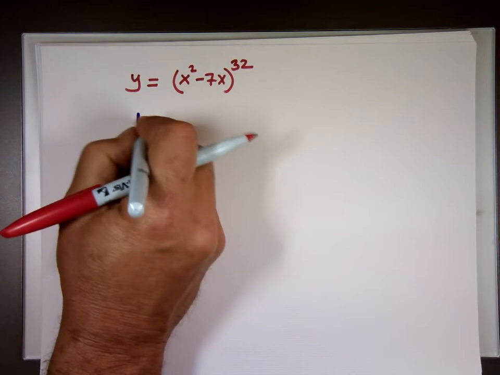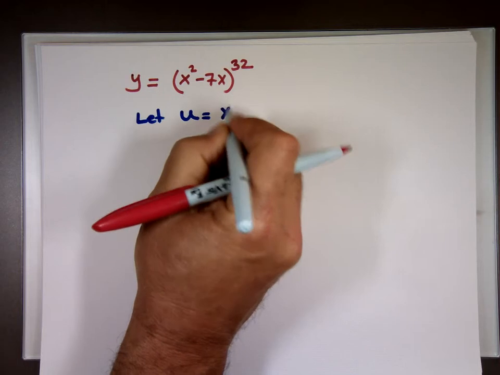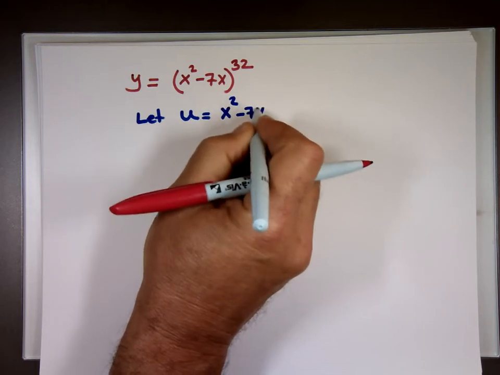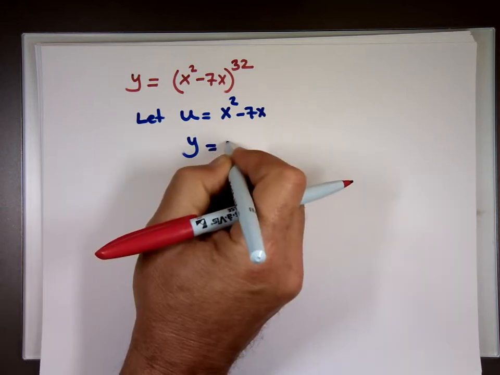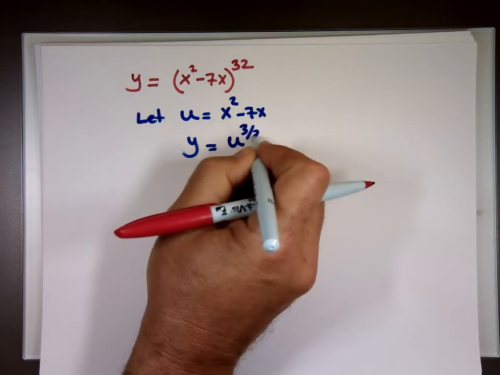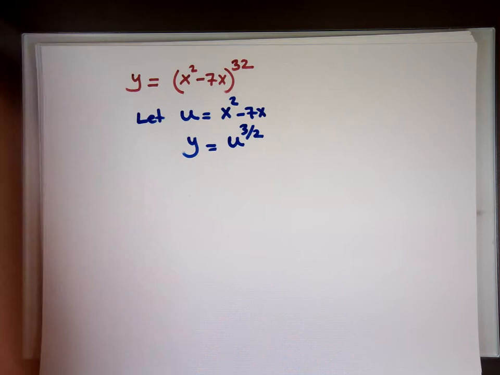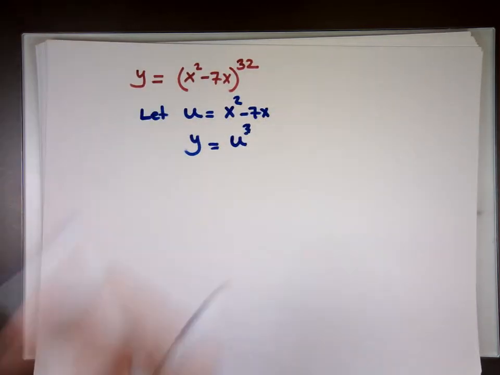So we're going to let u equal what? x squared minus 7x. And I'm going to let y equal what? u to the power of 32. Oh, but that's 3 over 2, 32. I can tell you why, because I'm already thinking about the next example. Thinking of a square root for one, a fraction for the other one. So my mind is somewhere else, thinking two steps ahead.